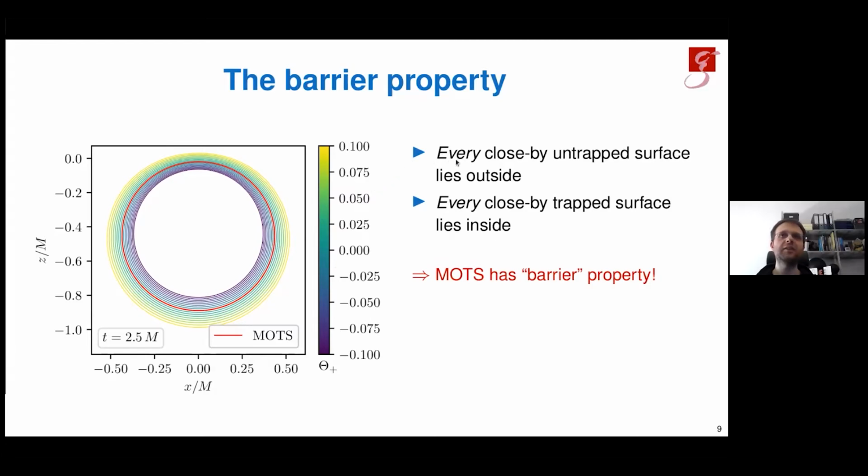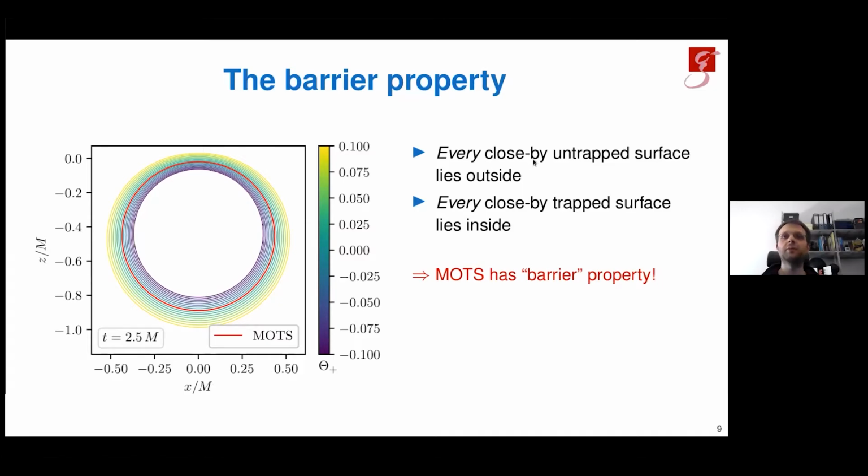And if you can show that every close by untrapped surface lies on the outside and every close by trapped surface lies on the inside, then the MOTS has what we call the barrier property. And in a certain local sense of these close-by surfaces, this is very, very close to Hawking's original notion of apparent horizons, which he defined as the outer boundary of the trapped region. And the trapped region is just the region of space where trapped surfaces can exist. And in a certain local sense, this encapsulates this idea very well of having at least a local boundary of some local trapped region here.